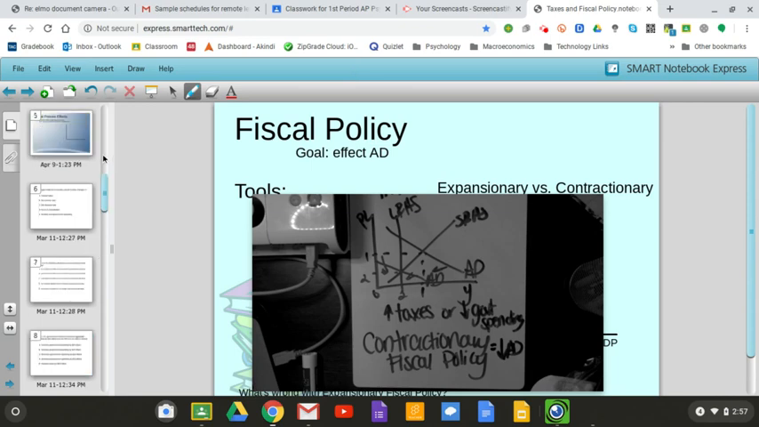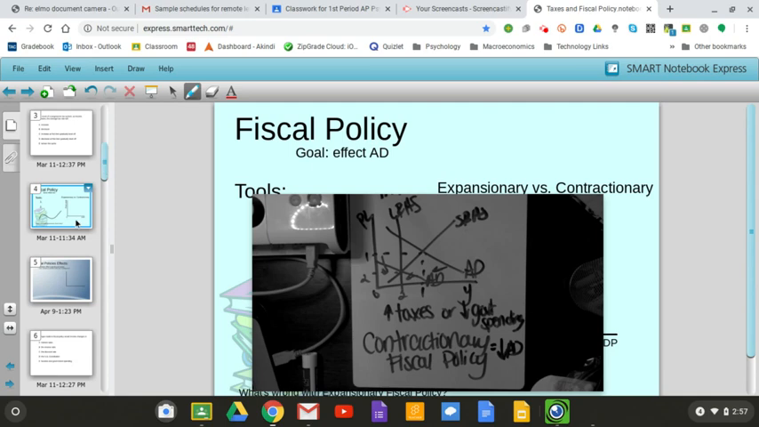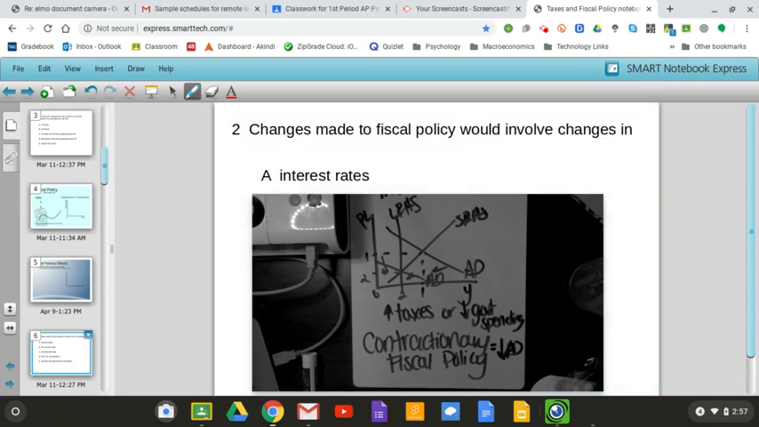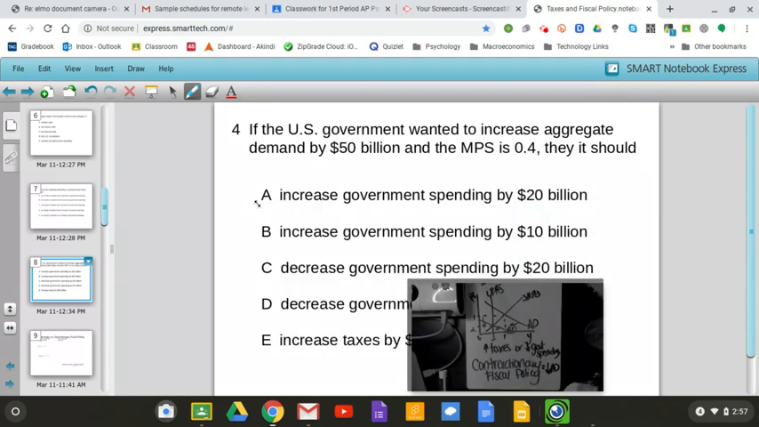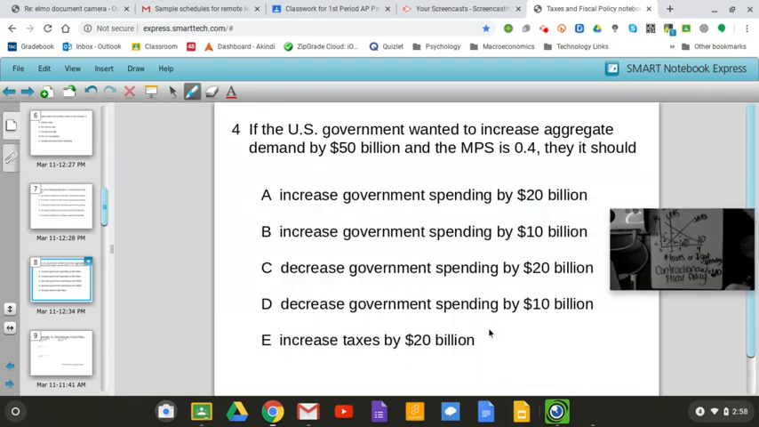Okay, so here's a quick review question. It says if the U.S. government wanted to increase aggregate demand by $50 billion and MPS is 0.4, then they should do what? Look at all of our answer choices, except for one. All of them say spending, so you're probably going to be thinking about KS. And if KS doesn't work, then I guess you're stuck with KT.